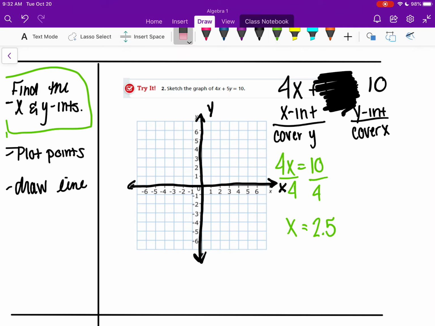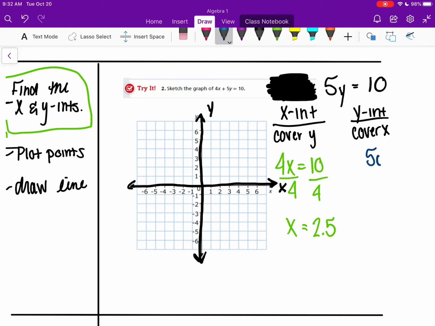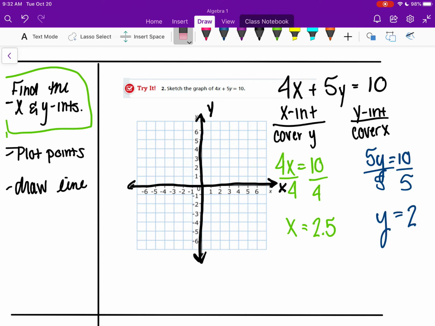Now if I wanted to find the y-intercept, I would just switch that around. This was a 5y when I erased it. We completely would just cover up the x part of the equation, and we would have 5y equals 10. I would divide by 5 on both sides. 10 divided by 5 is 2. So my y-intercept is 2. And we found that just by covering up the different pieces of our equation.